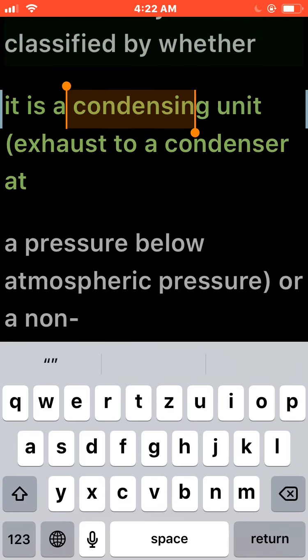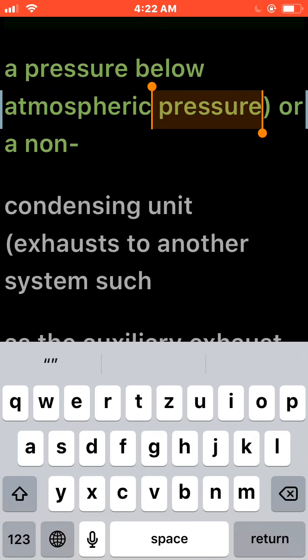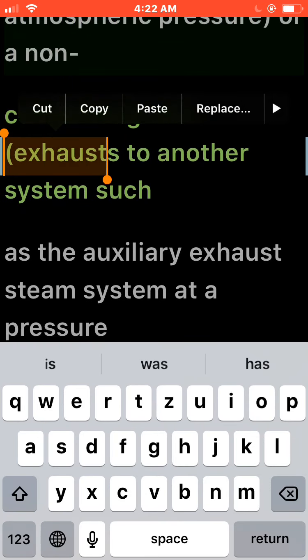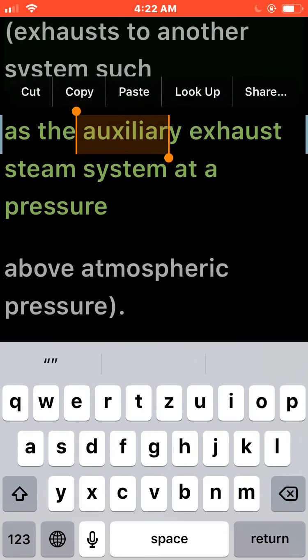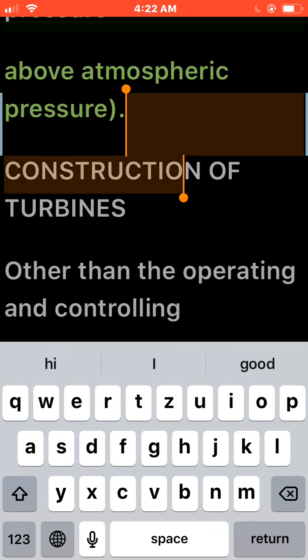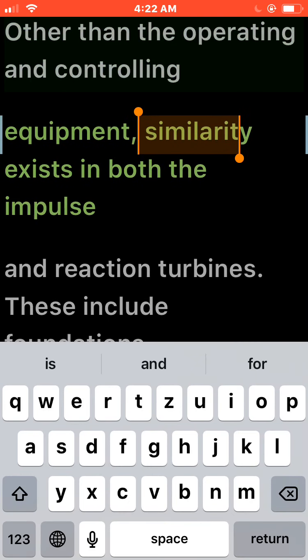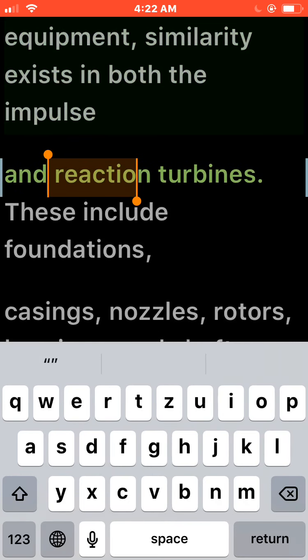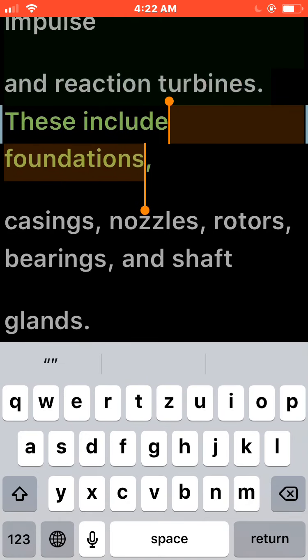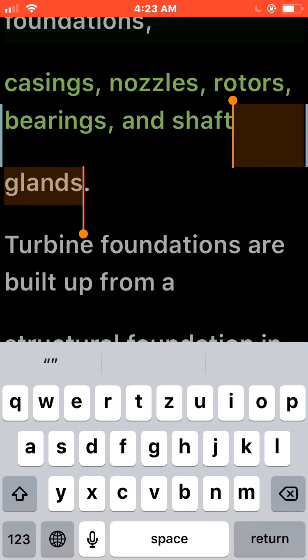A turbine may also be classified by whether it is a condensing unit, which exhausts to a condenser at a pressure below atmospheric pressure, or a non-condensing unit, which exhausts to another system, such as the auxiliary exhaust steam system, at a pressure above atmospheric pressure. Construction of turbines, other than the operating and controlling equipment, shows similarity in both the impulse and reaction turbines. These include foundations, casings, nozzles, rotors, bearings, and shaft glands.